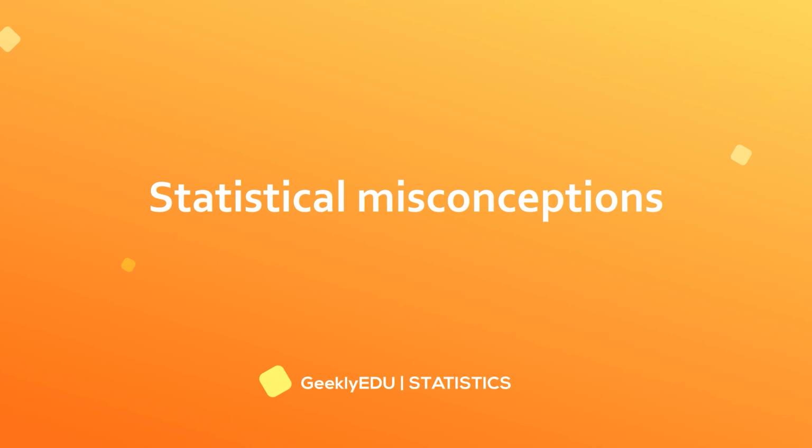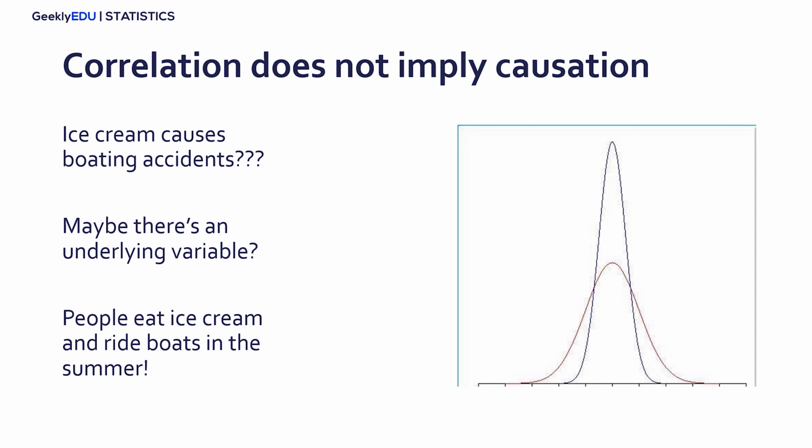Hey guys, so as we all know, statistics is a very powerful tool that we can use to help explain and understand many things. But it's always important to know how to use statistics because if you're making mistakes with it, it can lead to some very strange conclusions. So the first misconception that I'd like to tell you about, and really the most common one, is correlation does not imply causation.